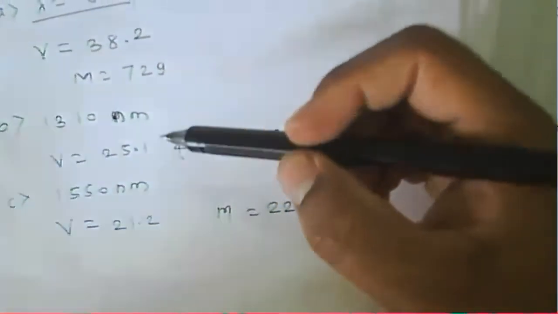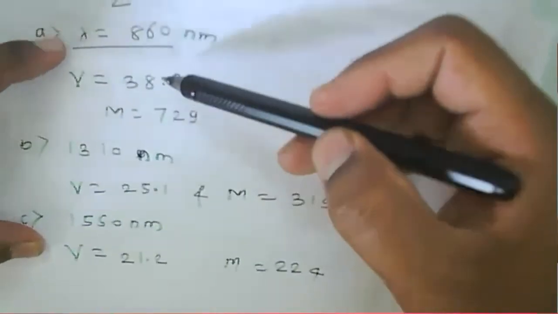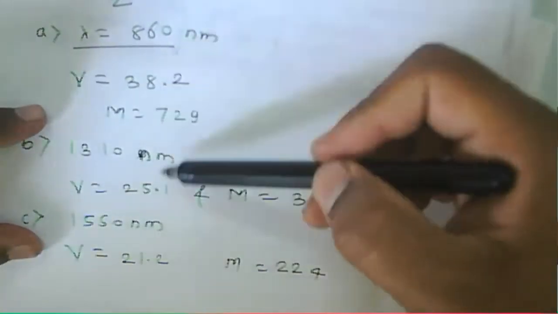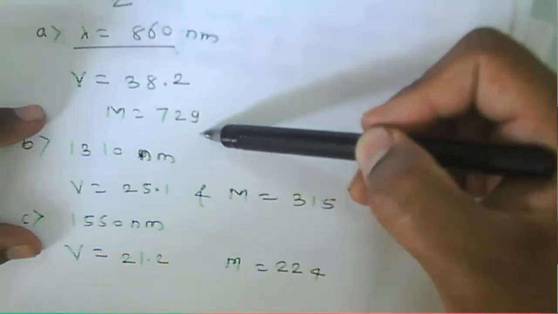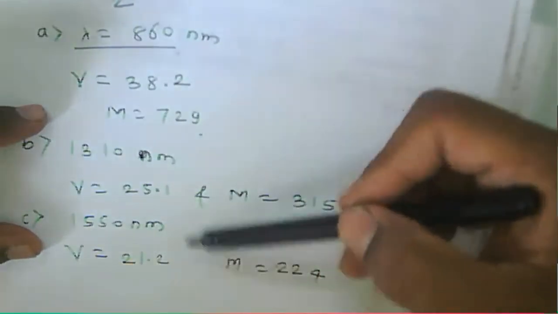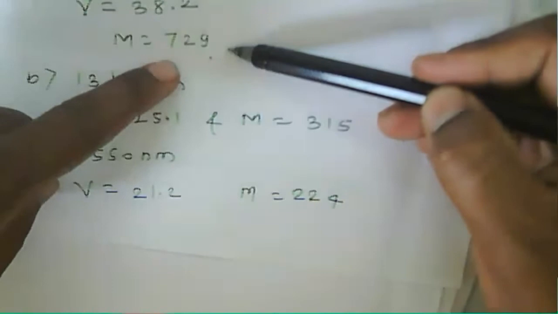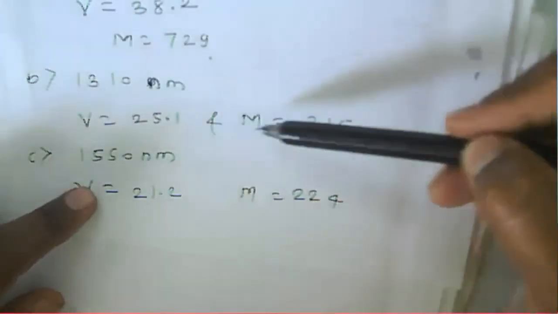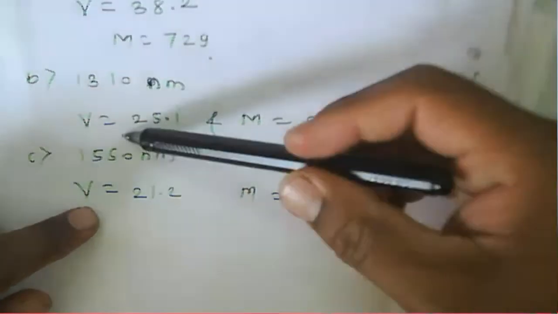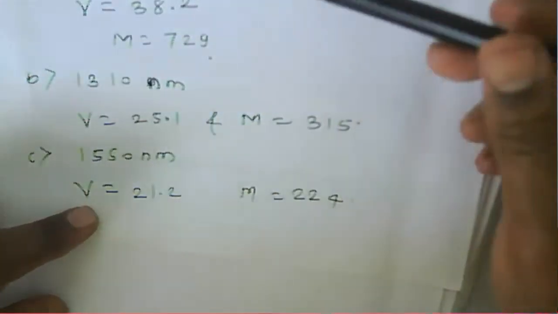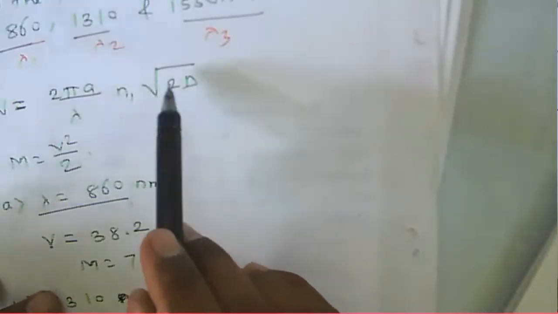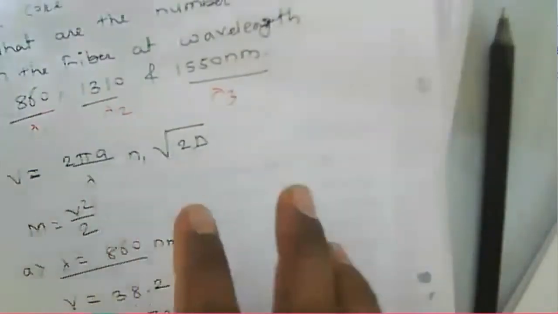Only there is a variation in the wavelength, everything else is the same. The number of modes changes: for 860 nanometer, 729; for 1310, modes will be 315; for 1550 nanometer, modes will be 224. It means modes depend on the wavelength. As I told you earlier, it also depends on the factor del or the factor a, the radius of the given fiber.